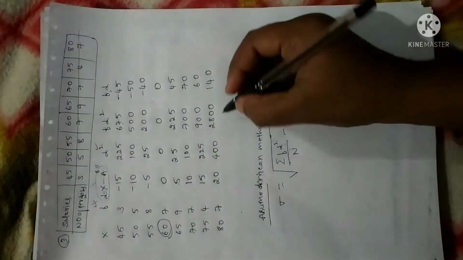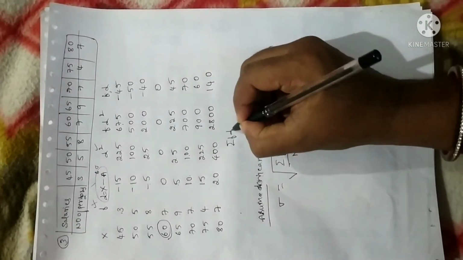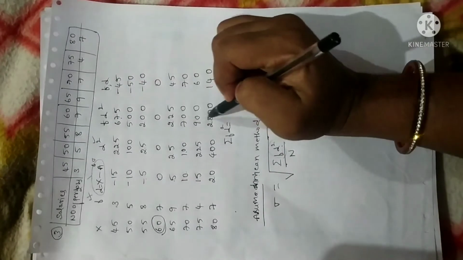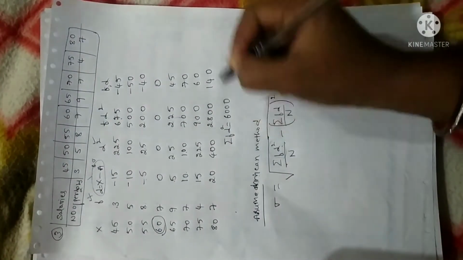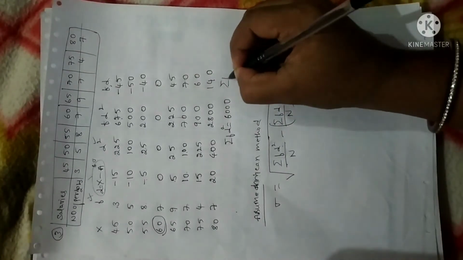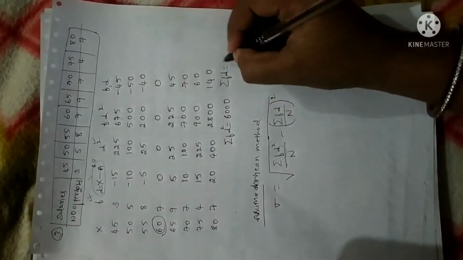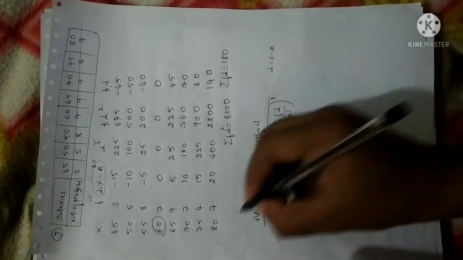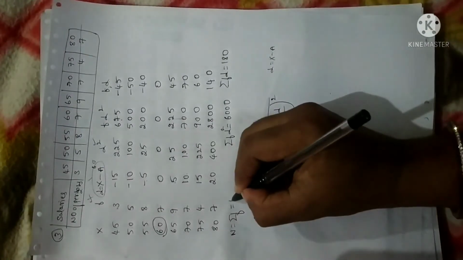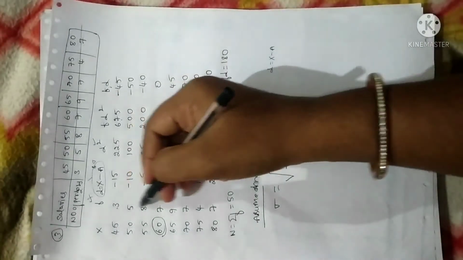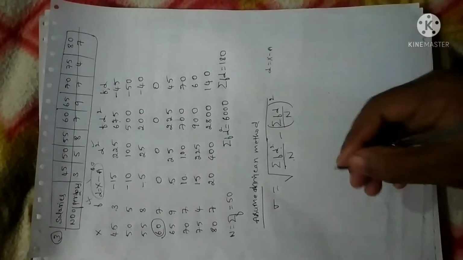Now we need to calculate sigma fd square. In the sense, I have to add all these values. So if you add all the values here, you will get 6000. Similarly, let me find sigma fd. You have to add all these values, you will get 180. As usual, n will be sum of the frequency. So you have to add all the frequency column, you will get 50. Clear? Now let me substitute.